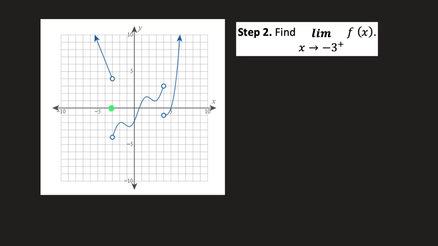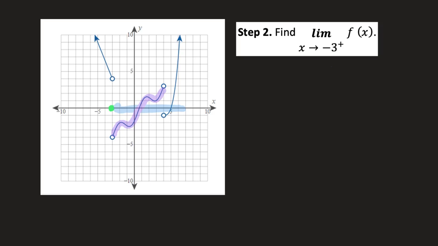And then we're going to come in from the right. So if we're coming in from the right, that's to the right of -3. Then I notice that when I'm on the right-hand side, I'm on this kind of squiggly piece that goes underneath the x-axis on one part and then slides up above. And it has an open circle at both of the ends of the squiggle.